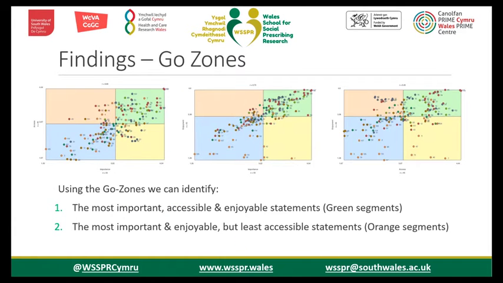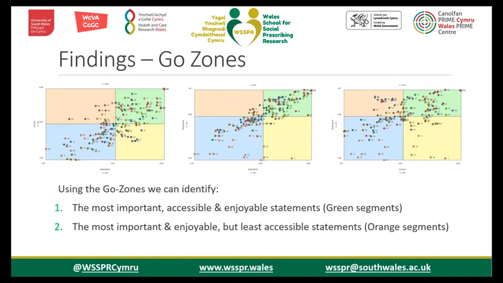Group concept mapping also enables us to create these maps called Go zones. These allow us to compare the ratings of different statements on two different scales, for instance, importance and access. By combining the data from the three maps, we can identify the statements that were rated as the most important, most accessible, and most enjoyable. These will be important for when we are identifying items to go in the social wellbeing scale.